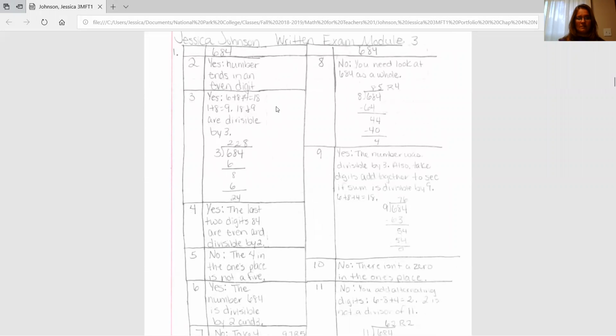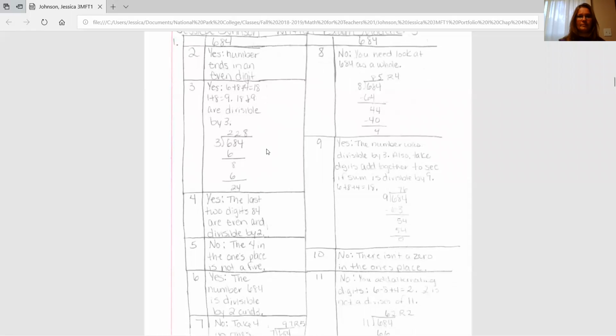To know if a number is divisible by 3, you take the sum of the digits and see if it's divisible by 3. In our case, 6 plus 8 plus 4 equals 18. But what if you don't feel comfortable knowing if 18 is divisible by 3? You can take 1 and 8 and see what you get. 1 plus 8 equals 9. And 9 is divisible by 3. And I went ahead and did long division to show you that we don't get a remainder.